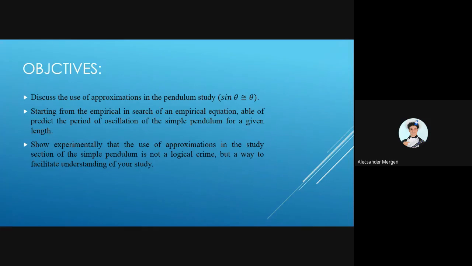Objectives. Discuss the use of approximation in the study of the pendulum, sin theta approximately theta. Starting from the empirical, in search of an empirical equation able to predict the period of oscillation of the simple pendulum for a given length. Show experimentally that the use of approximation in the study section of the simple pendulum is not a logical crime, but a way to facilitate the understanding of your study.